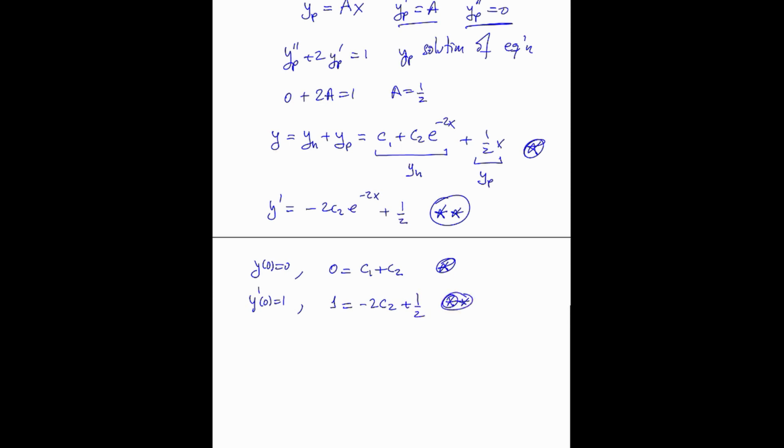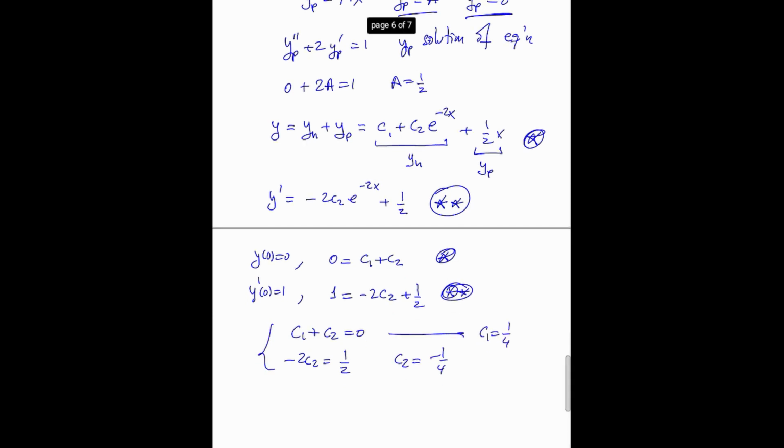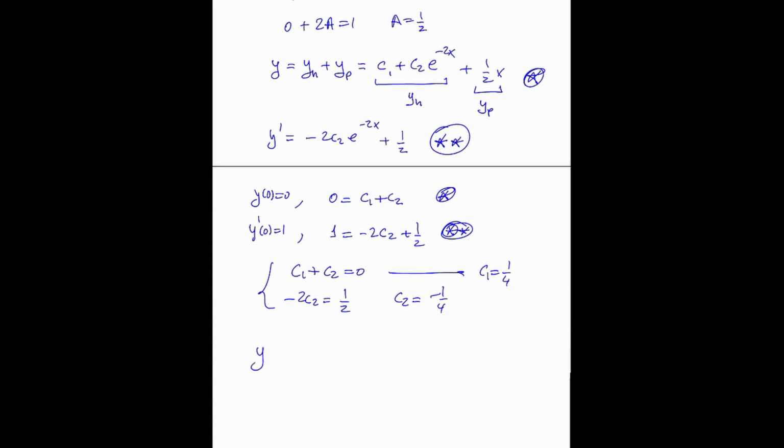Okay? So we have to solve C1 plus C2 equals 0, and then move the 1/2 to the other side. We have minus 2C2 equals 1/2, from which C2 is equal to minus 1/4. And from here, C1 is equal to 1/4. And going back to the solution, we have y equals C1 plus C2 e to the minus 2x plus 1/2 of x. And that's the answer to our problem.